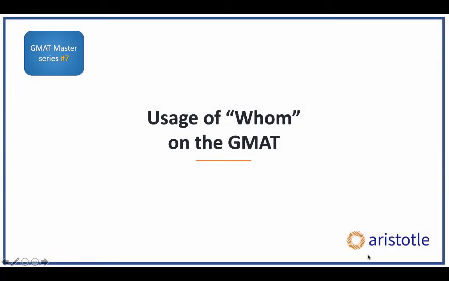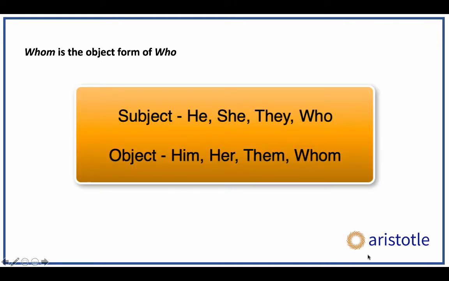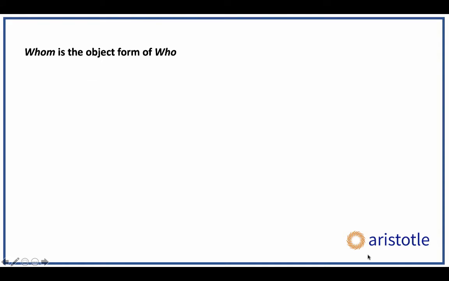Today let's take a look at the difference between who and whom, because people often get confused between the two. So what is whom? Whom is nothing but the object form of who. So subject is who, object is whom. Who are you speaking to? Subject. To whom are you speaking? Object. But it is not always so easy to spot. So I'll give you one or two tricks to figuring out between who and whom.